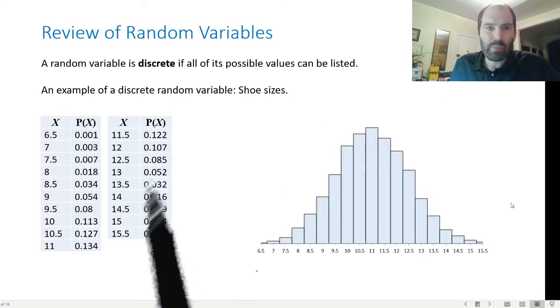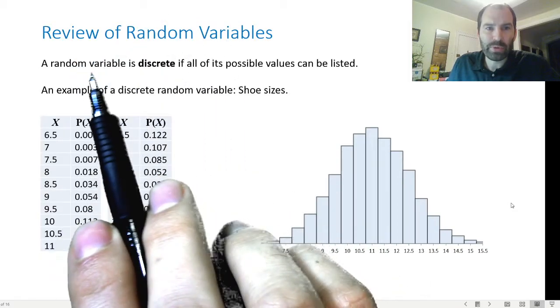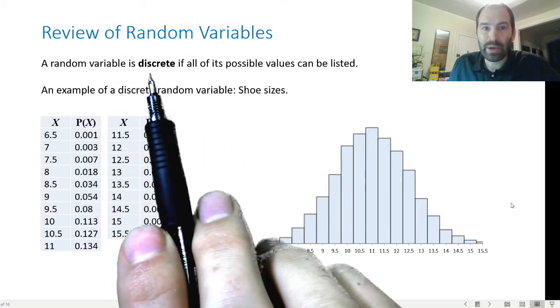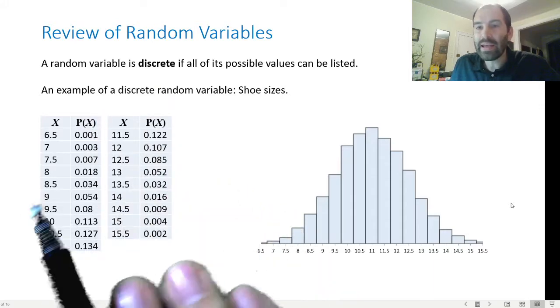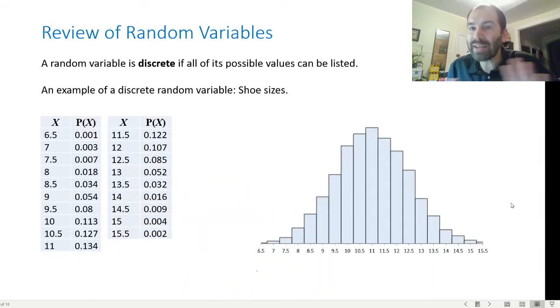So let's just review what it means for a random variable to be discrete. A random variable is discrete if you consider all of its possible values, not just the ones maybe you measured, but all possible values that it could possibly have. If you can list those, then the random variable is discrete.